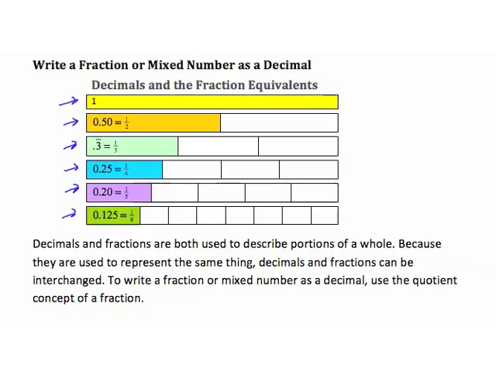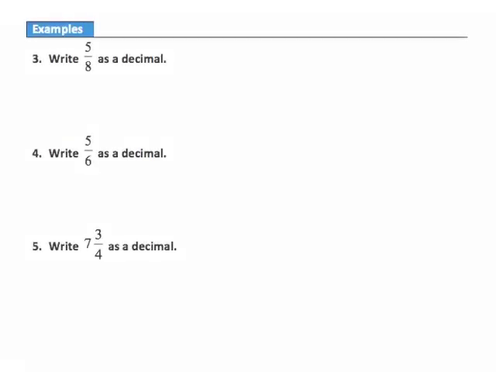Decimals and fractions are both used to describe portions of a whole. Because they are used to represent the same thing, decimals and fractions can be interchanged. To write a fraction or a mixed number as a decimal, we're going to use the quotient concept of a fraction, which means we're going to divide the numerator by the denominator. Now let's take a look at some examples that will help us understand how to write a fraction as a decimal.